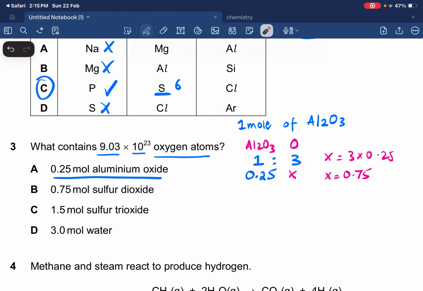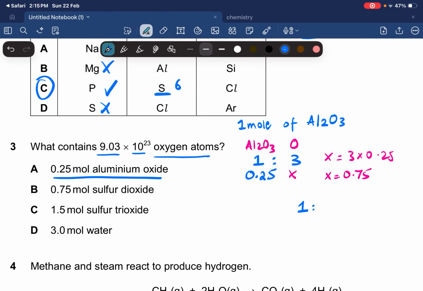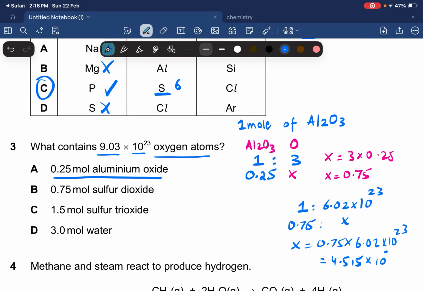Now I know that my 1 mole contains 6.02 into 10 exponent 23 particles, right? So my 0.75 moles is going to contain X particles. X comes out to be 0.75 into 6.02 into 10 exponent 23. And that gives me 4.515 into 10 exponent 23 atoms of oxygen. So option A is a big cross.